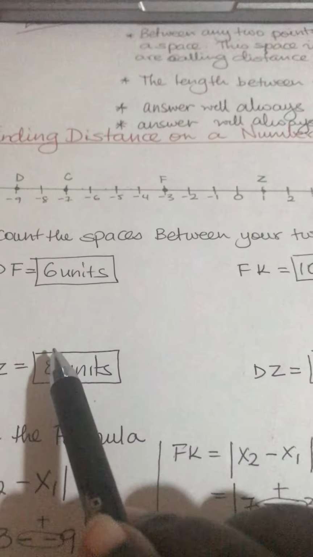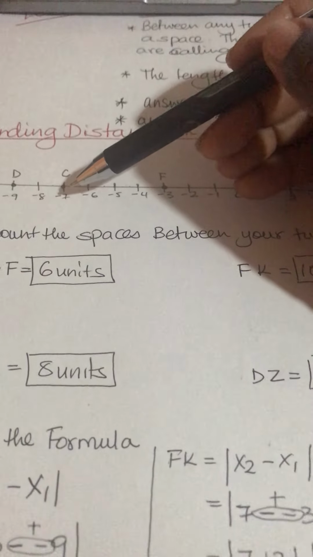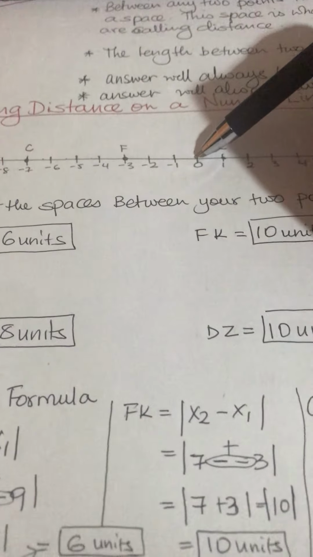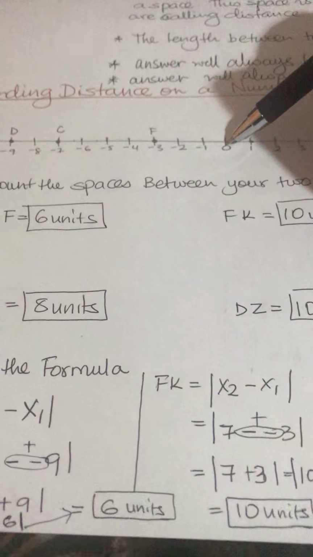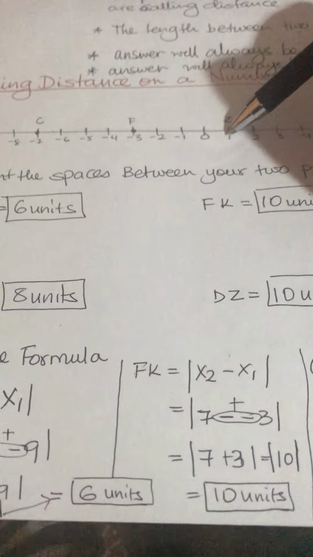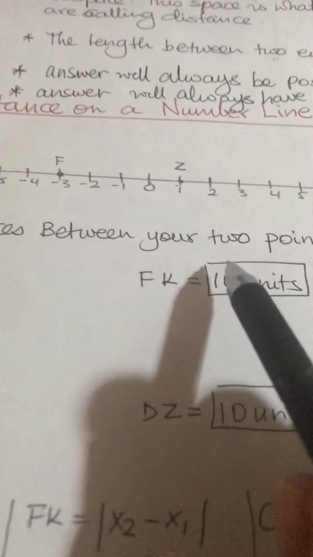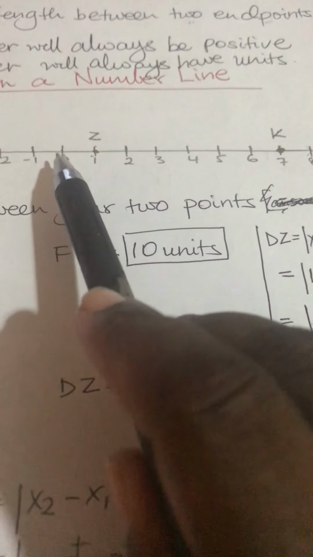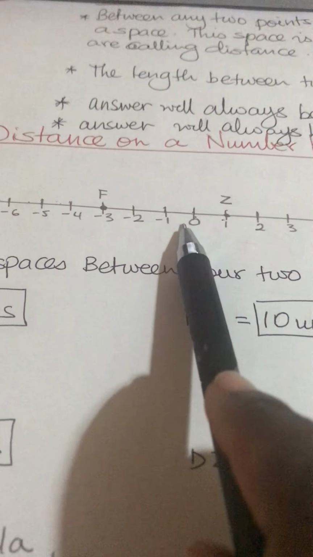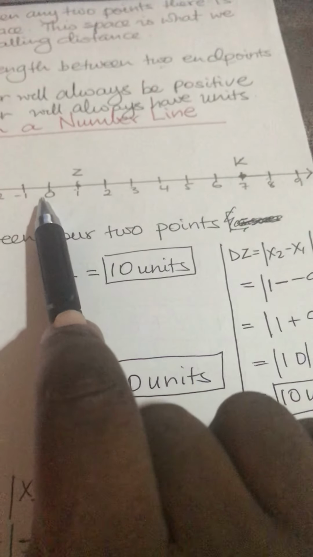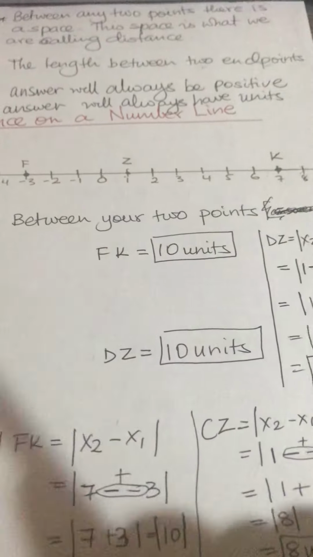All right, let's look for CZ. CZ is 8 units. Let's count. So from -7 to 0, I already know that is 7 units. Plus 1 extra unit, that is 8 units. Okay? FK, from F to 0 is already 3 units. From F to 0 is 3 units. And from 0 to K is 7 units. 3 units plus 7 units is 10 units.